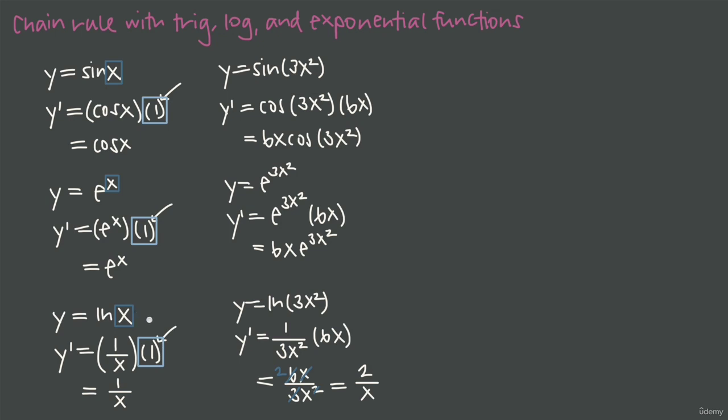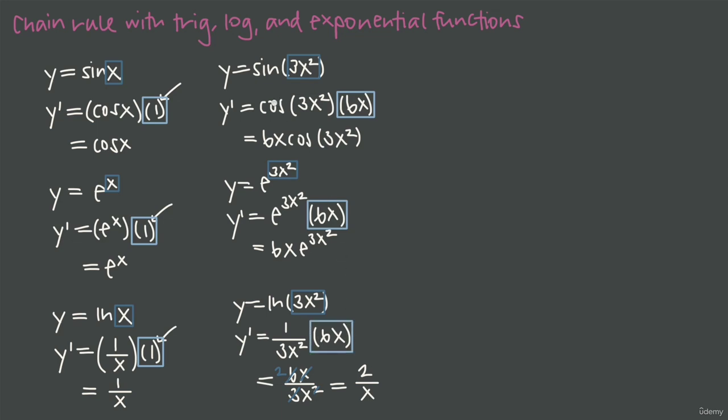Now that we've changed the argument of these 3 kinds of functions, the trig function, the exponential function, and the logarithmic function, we've changed the argument, the exponent, and the argument. All 3 of these are the inside functions. The result is that when we apply chain rule, we end up multiplying by the derivative of that inside function.